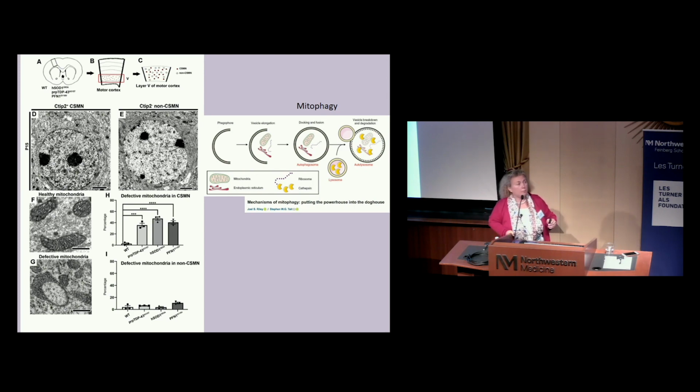a very systematic approach. He first labeled them with a molecular marker that is specific for upper motor neurons, CTIP2. You can see the ones that are CTIP2 positive are a bit darker, and the ones that are not CTIP2 are whiter. This is the nucleus, okay? Then he looked at the cytoplasm of the cells that are CTIP2 positive, and the ones that are CTIP2 negative. And he realized that there are many mitochondria that are healthy, but there are also many mitochondria that are not healthy. Then he quantified the healthy and unhealthy mitochondria, both in CSMN and non-CSMN cells.